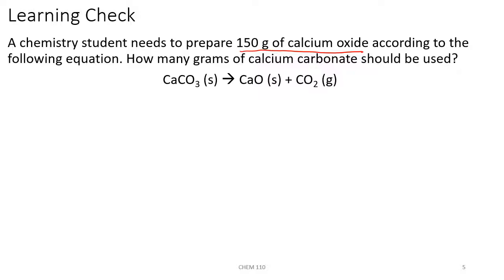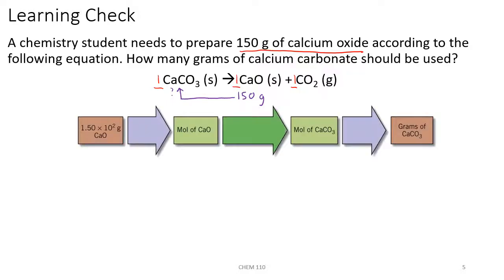You should always check the equation at first to make sure it is balanced, in case you need to balance it yourself. In this chemical equation, since it's balanced, everything reacts in a 1:1:1 ratio. We're starting with 150 grams of the calcium oxide and figuring out how much calcium carbonate we would need to produce that. Looking at our roadmap, we're starting with our mass of calcium oxide.